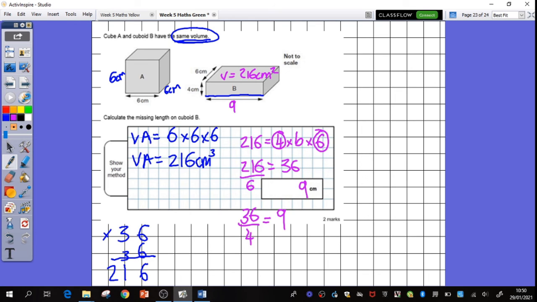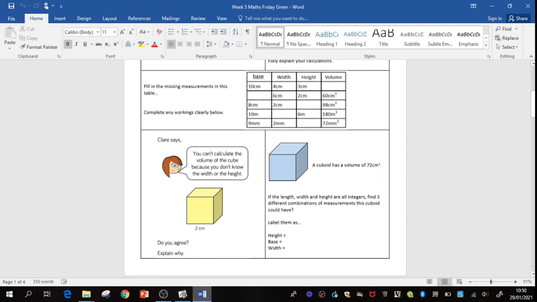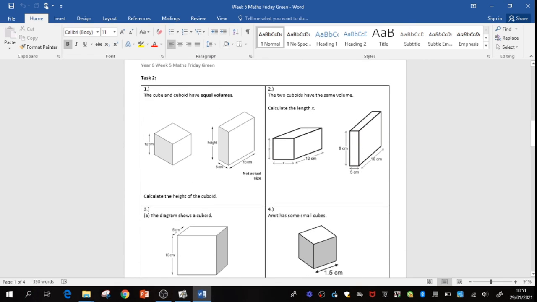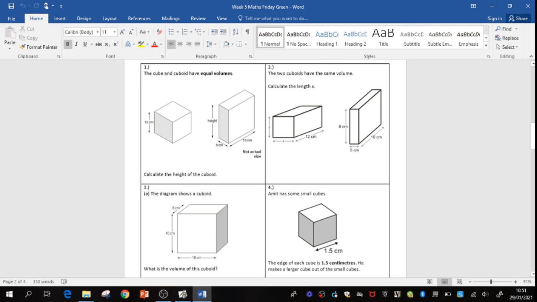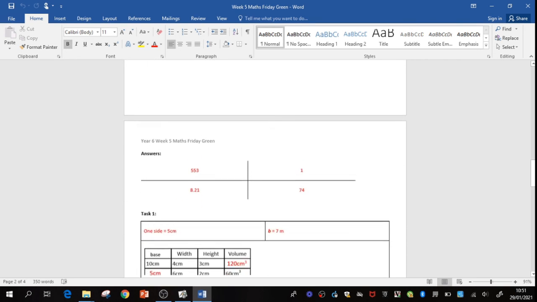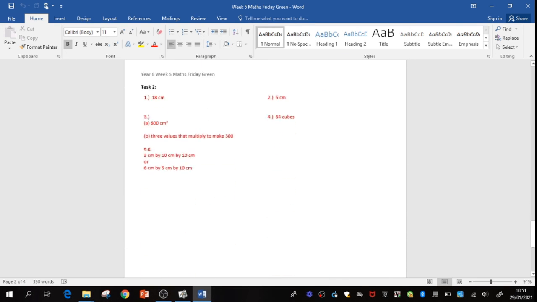A good way to check that, let's now work out the volume of that cuboid. So 9 times 4 is 36, times 6 is 216. Must be correct. What I'd like you to do now is to move on to task 2 down here, looking at calculating the missing lengths within these cubes and cuboids. And as per normal, I'm sure you've already seen, answers are at the bottom.